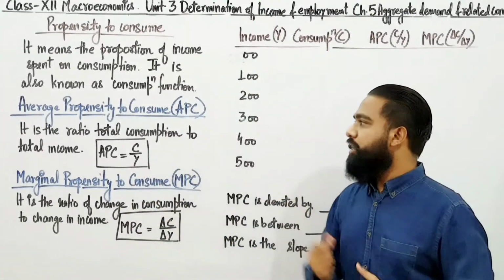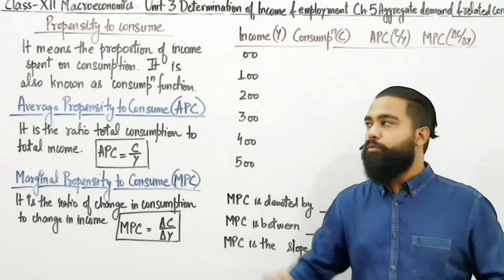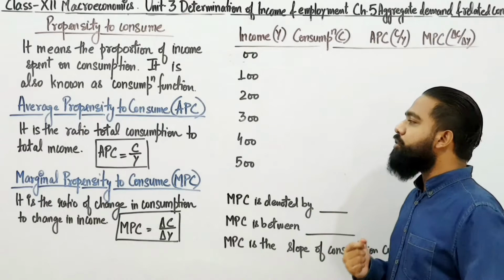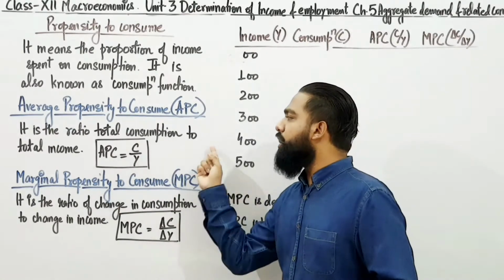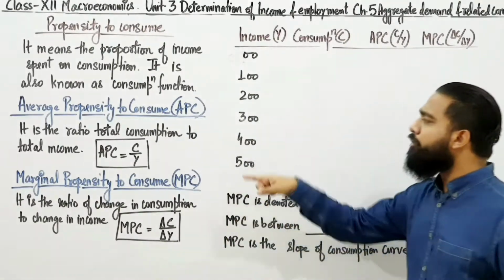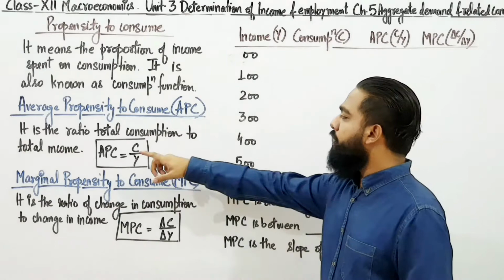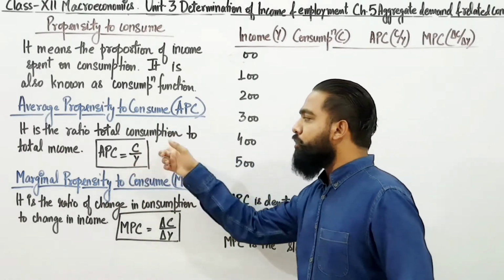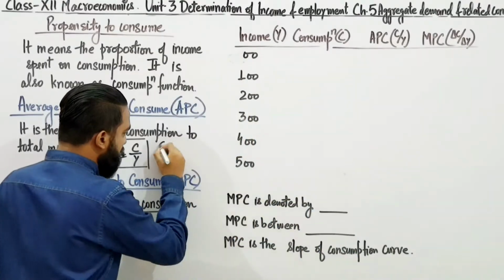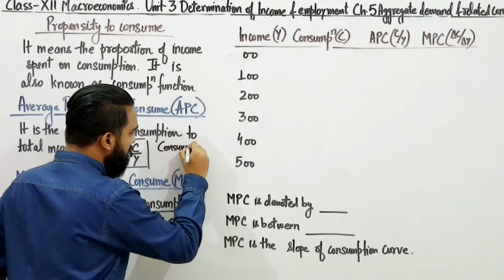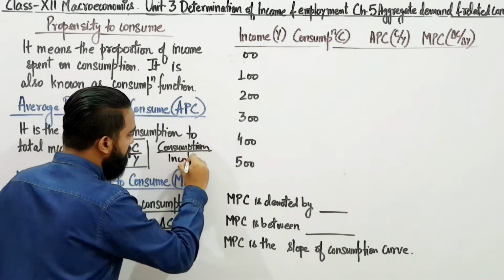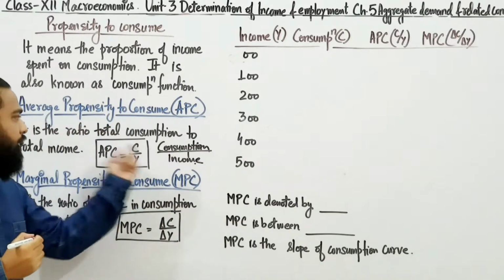Now students, next thing is average propensity to consume, or in short we write it as APC. What is average propensity to consume? It is the ratio of total consumption to total income. To calculate APC, we write APC is equal to consumption upon income. Here C means consumption. This is your APC.